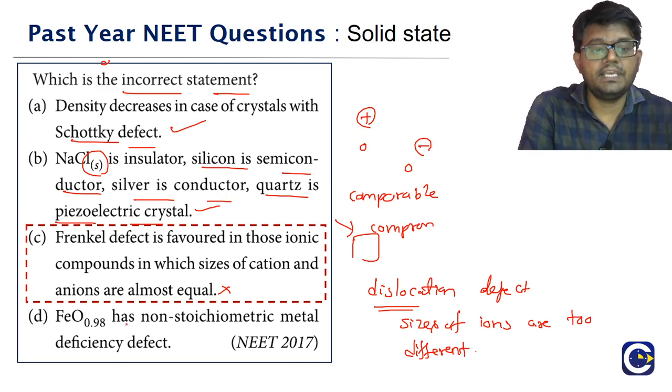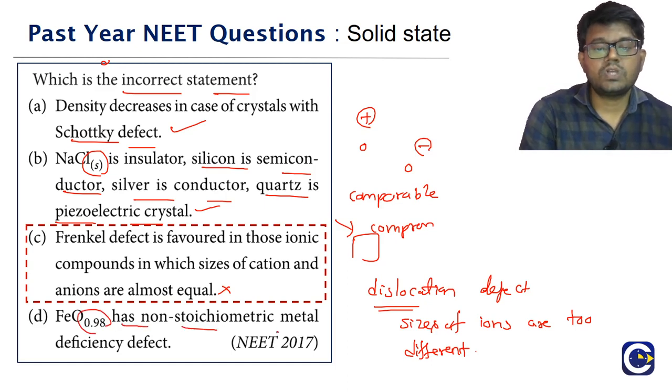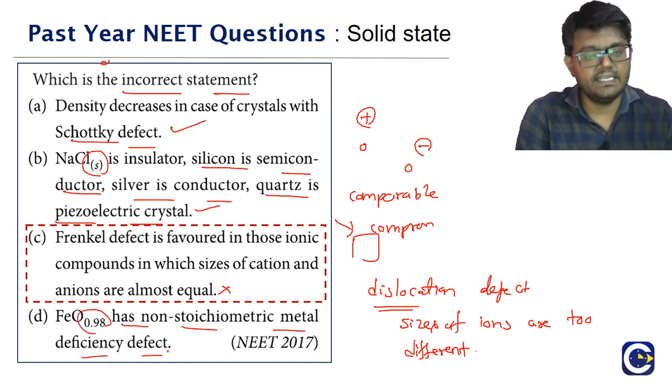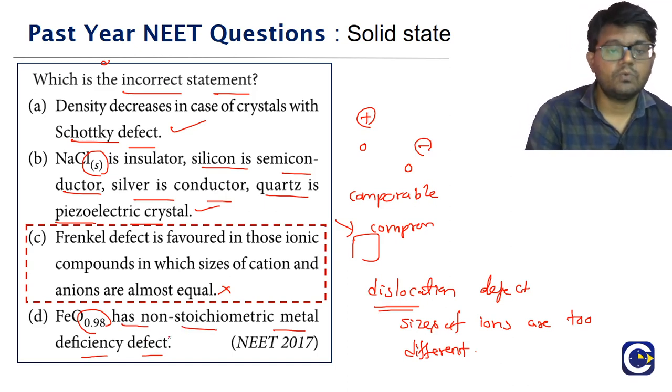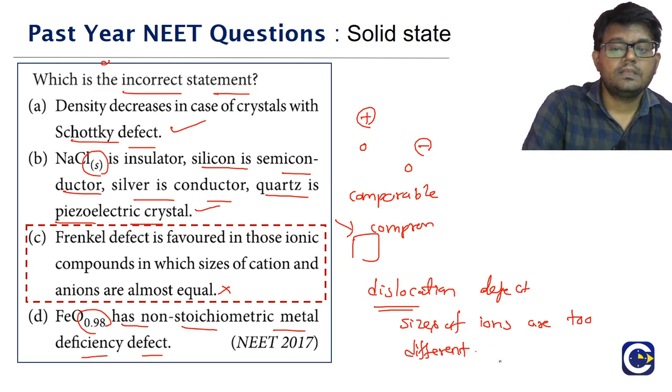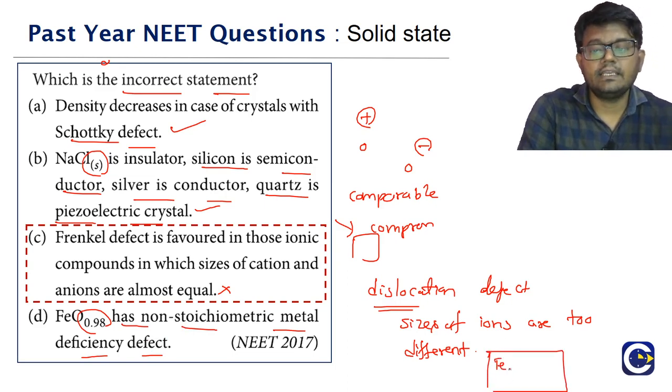Look at option D. FeO 0.98 has non-stoichiometric metal deficiency defect. If you have a metal deficiency defect, what will be the situation? The situation would be that we will have iron in lesser proportion.